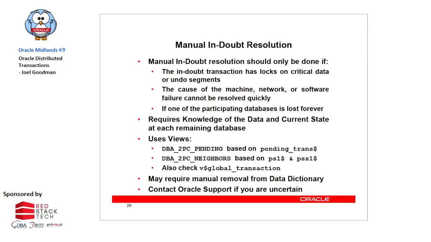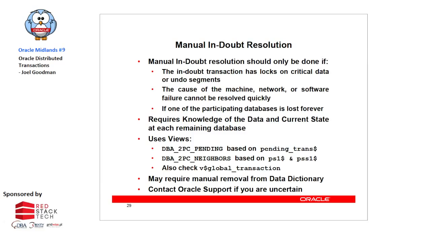And therefore, it should be done if you have in-doubt transactions that have locked critical tables, and there's no way for your business systems to carry on, and you can't afford to wait for 4 hours or a day in order to get back this remote database, assuming you're going to get it at all. Yeah? And so we need to do it. Or if one of the participating databases is lost forever for some reason, you need to do this as well.